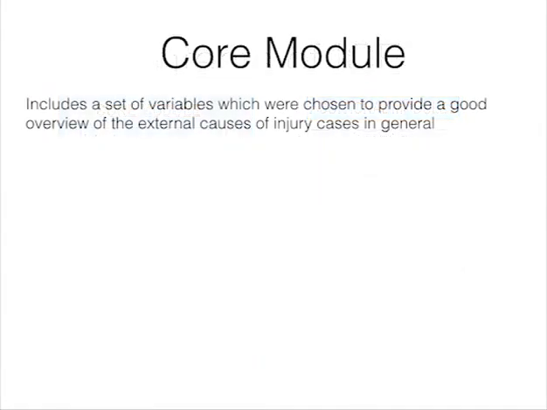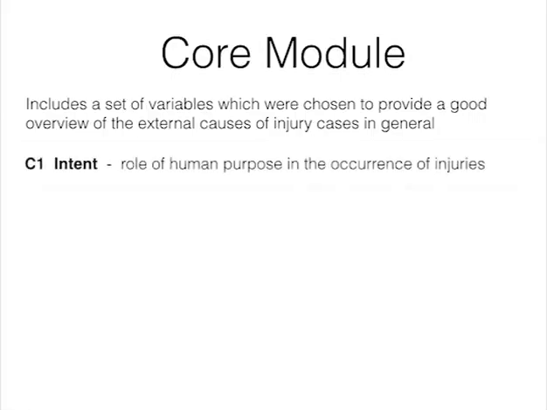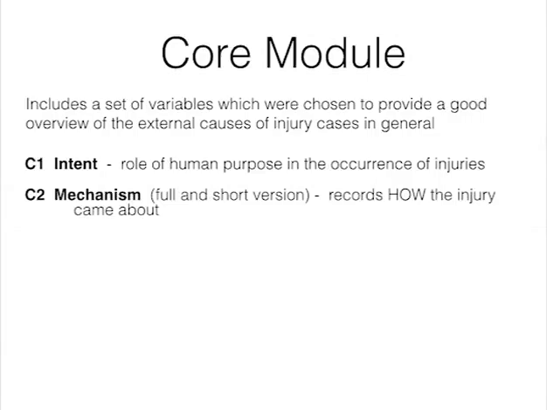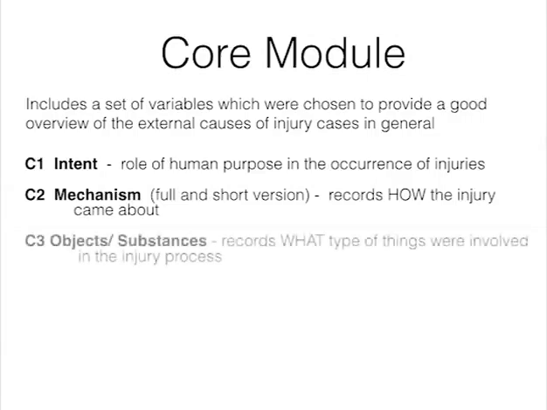The core module includes a set of variables which were chosen to provide a good overview of the external causes of injury cases in general. It has 7 data elements or variables. Intent is the role of human purpose in the occurrence of injuries. This can be sometimes difficult to determine, but is important for developing strategies for intervention. Mechanism, full and short version, records how the injury came about.